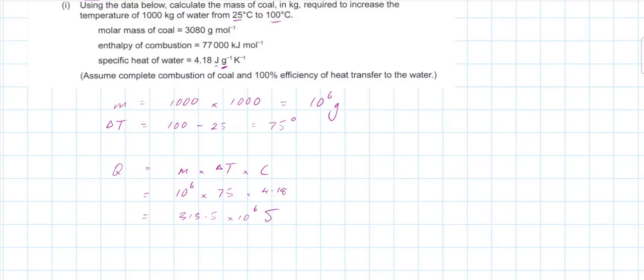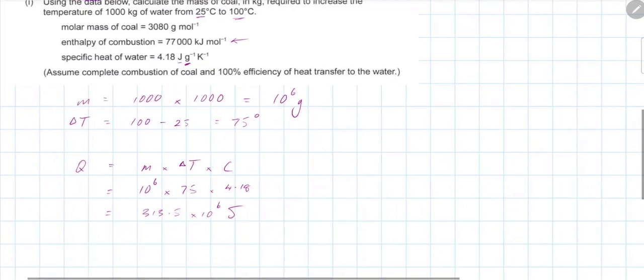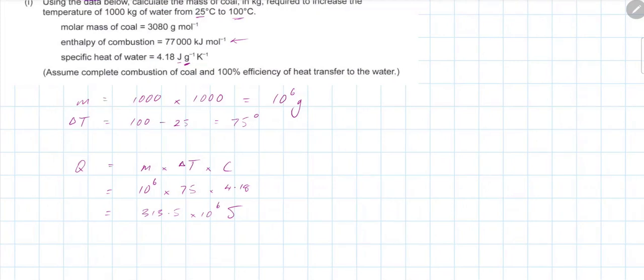How much energy, when you burn coal, is produced per 1 mole of it? So we're looking at this value here. So here we go. The delta H, which is the molar enthalpy of combustion, is going to be 77,000 kilojoules per mole. So just converting that, that's going to be equal to 77 times 10 to the power of 6 joules per mole.